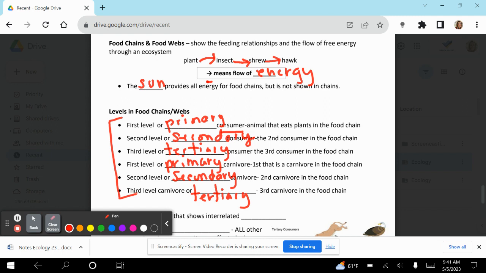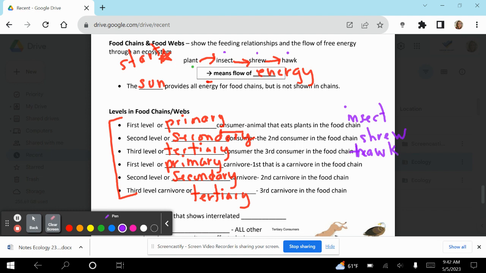If I say identify the primary consumer in the food chain, you need to remember that you need to start at the autotroph, at the plants, at the producer, and then work your way following the arrows. So when we look at this food chain, it says identify the first level or the primary consumer. The plant is not a consumer, it's a producer. But the insect is a consumer. It's the first one. So it's going to be considered the primary consumer. And if you keep going, the shrew is the second consumer. So the shrew is the secondary. And then the hawk would be the tertiary.